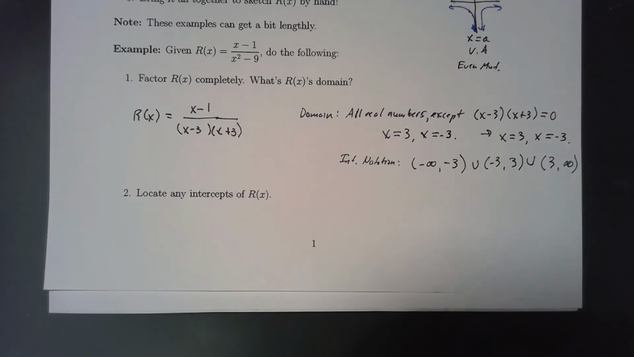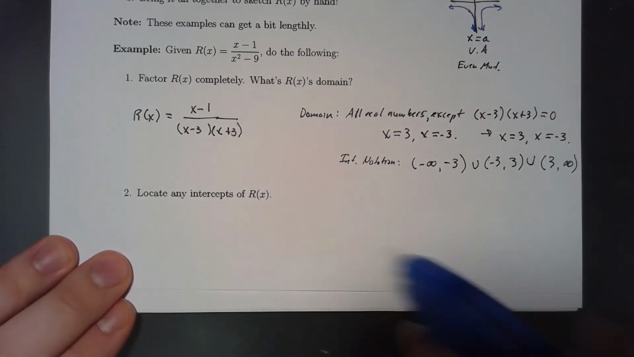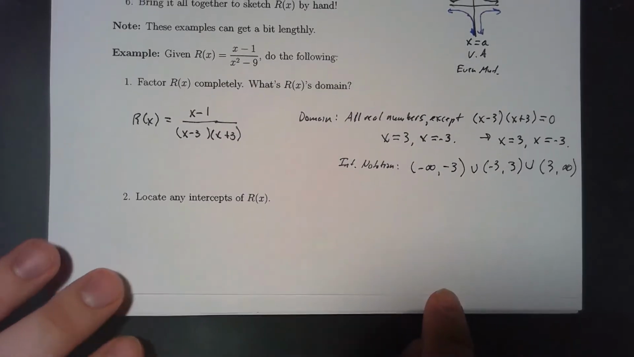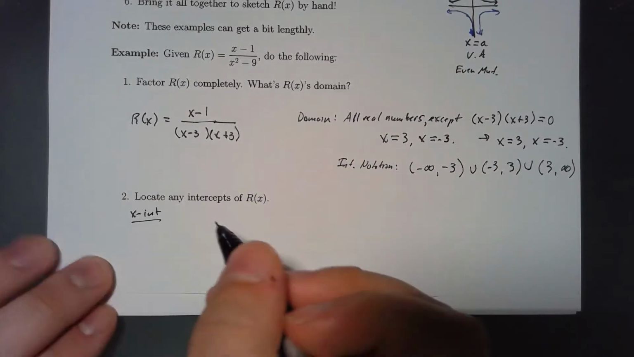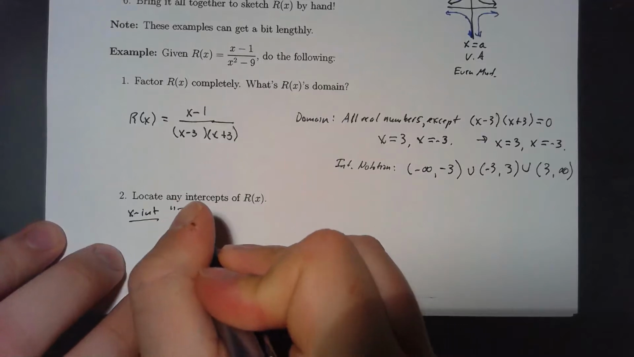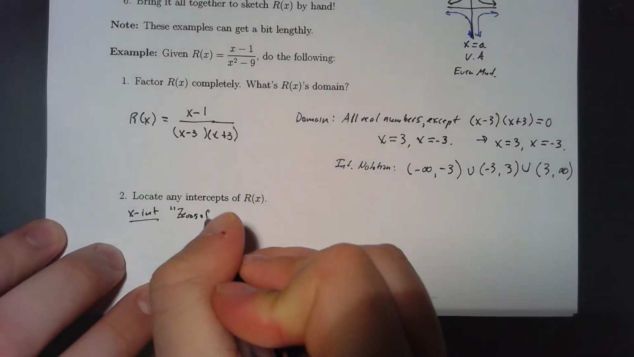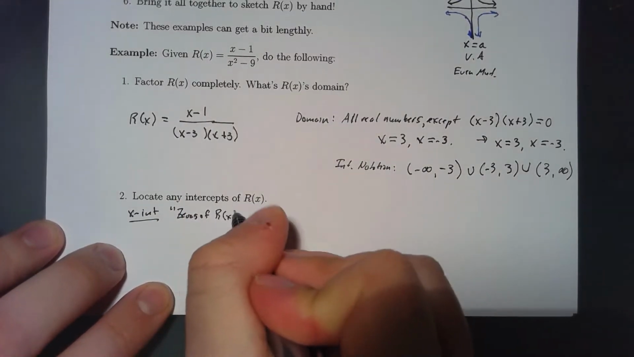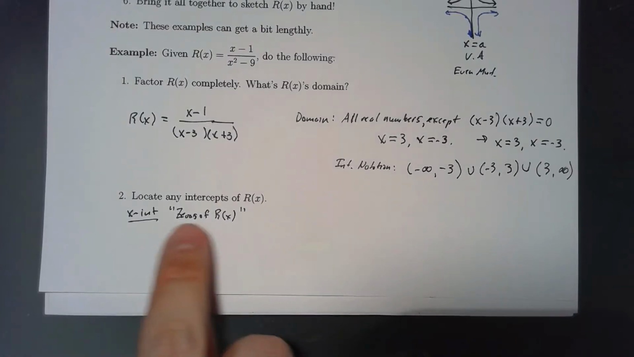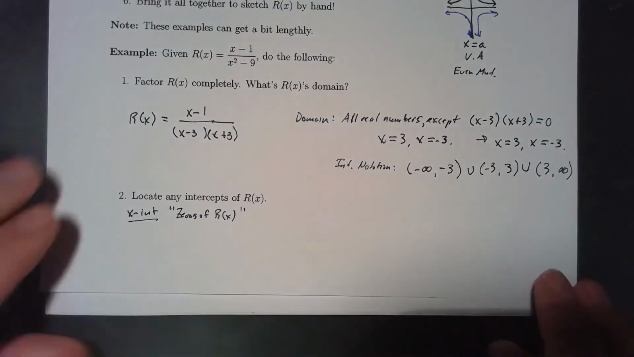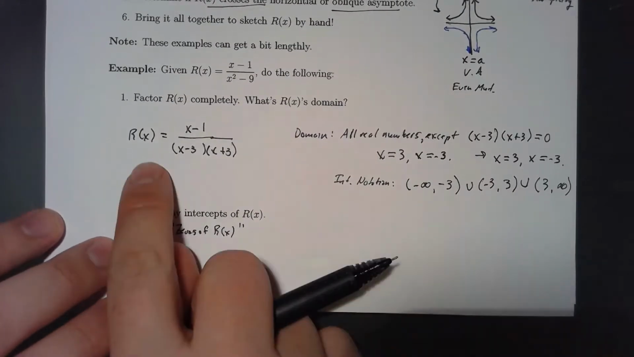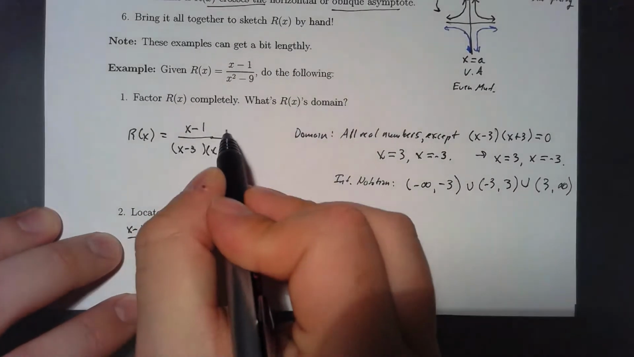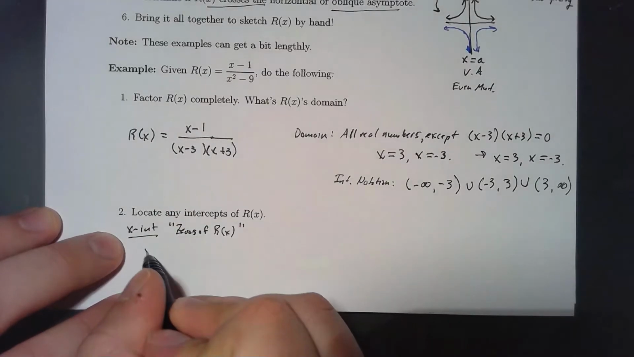Okay, locate the intercepts. So the x-intercepts, those are the zeros, right, of r of x. So we're going to determine the multiplicity of these when we get to it. So the x-intercept is when my function equals 0. So you're setting this function equal to 0.